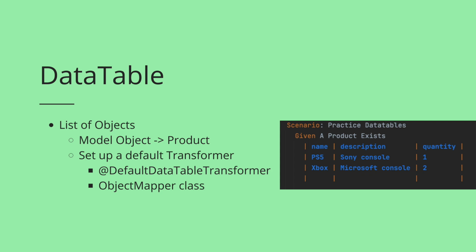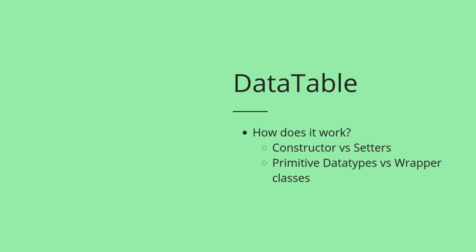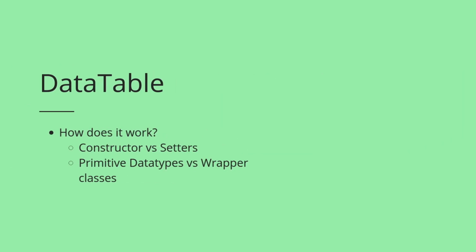So the top row is the name of your field, name, description, or quantity, and then each row after that represents a new object. And then at the end of the video, we're going to cover how this works, constructors versus setters, and then primitive data types versus the wrapper classes.